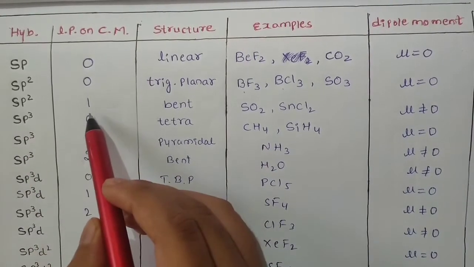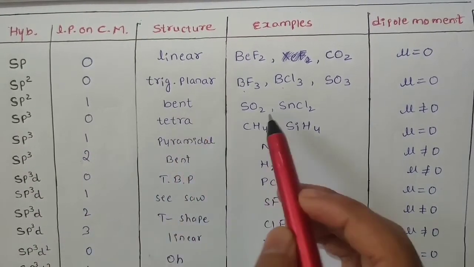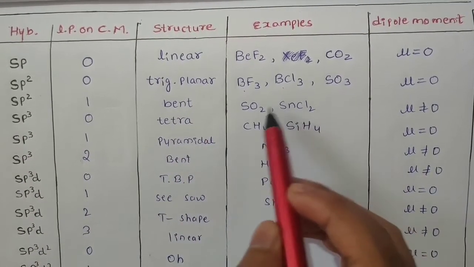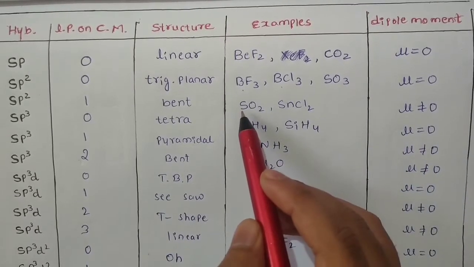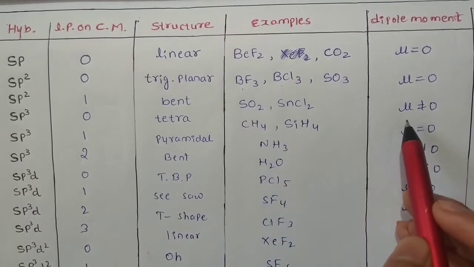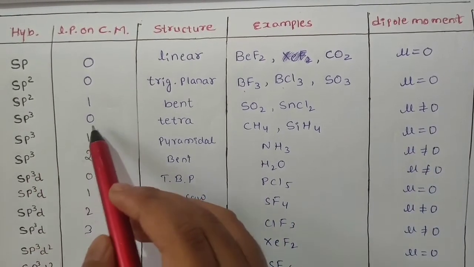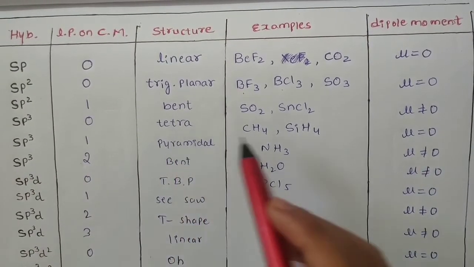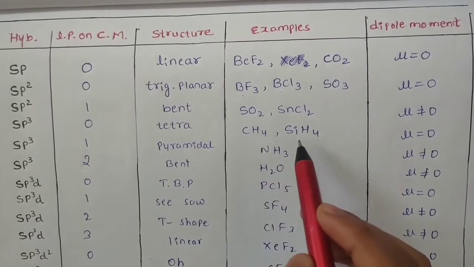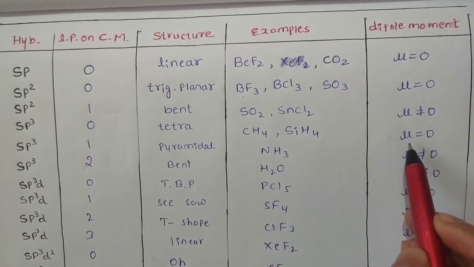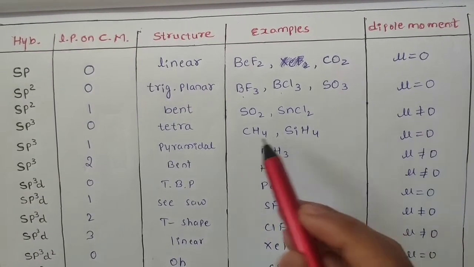Come to sp2 again, with one lone pair: bent structure, and SO2, SnCl2 are examples. Because a lone pair is present on the sulfur atom, its dipole moment is not equal to 0. Like this, in sp3 with 0 lone pairs, the structure is tetrahedral, with examples methane and silane. So mu is equal to 0 because there are no lone pairs.